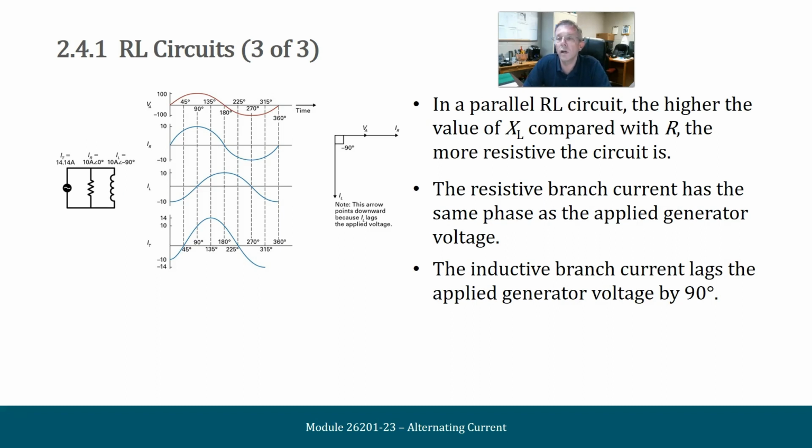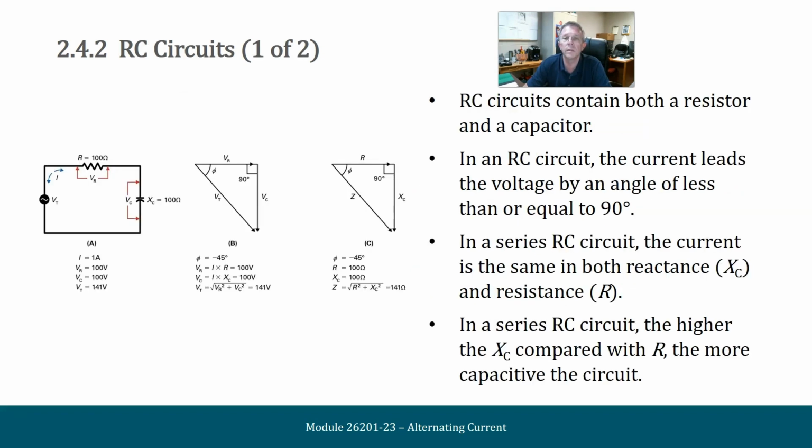In a parallel RL circuit, the higher the value of XL compared with R, the more resistive the circuit is. The resistive branch has the same phase as the applied generator voltage. The inductive branch current lags the applied generator voltage by 90 degrees.